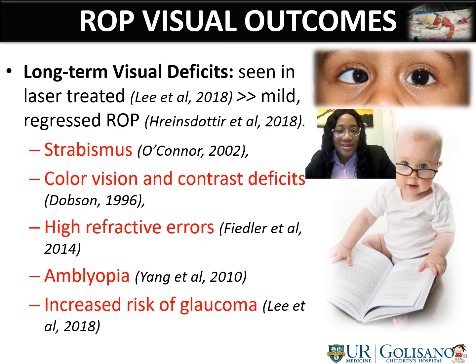Why is this important? This is because of the long-term visual outcomes from ROP, which include strabismus, color vision deficits, high refractive error, amblyopia, and increased risk of glaucoma. These are seen in decreasing severity in infants with severe treated ROP, those with mild regressed ROP, as well as premature infants without ROP and some full-term infants, pointing to an early developmental process. This raises concerns about additional mechanisms beyond abnormal vascularization.